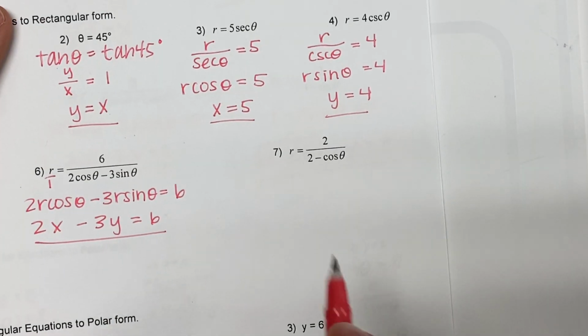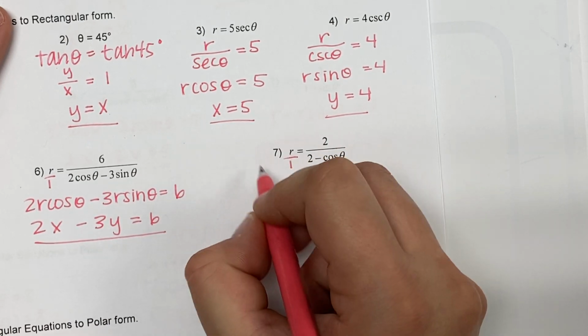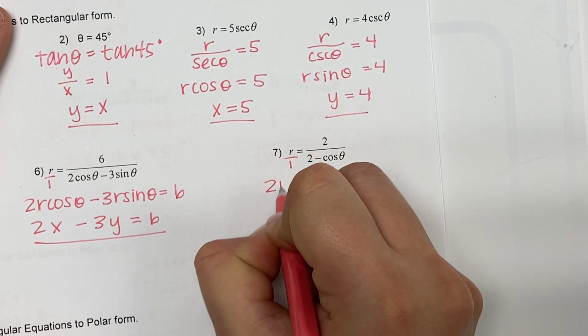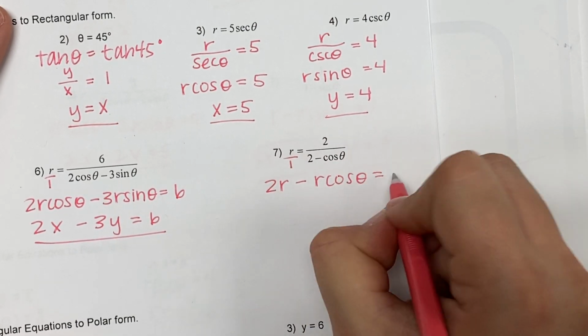Yay! Do the same thing to number 7, where you distribute the r to both the 2 and the cosine. So this will be 2r minus r cosine theta equals 2.